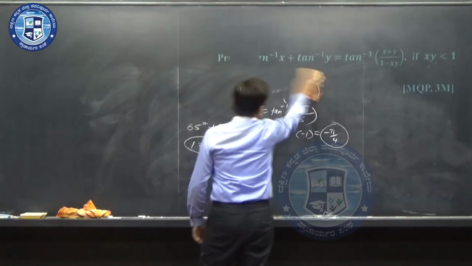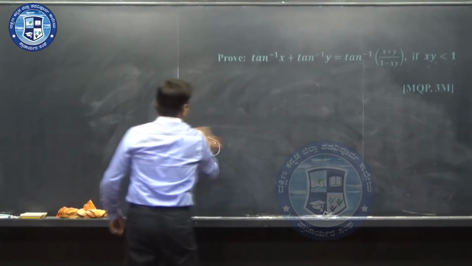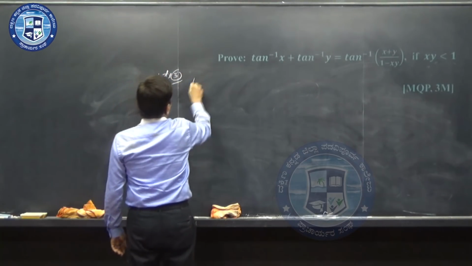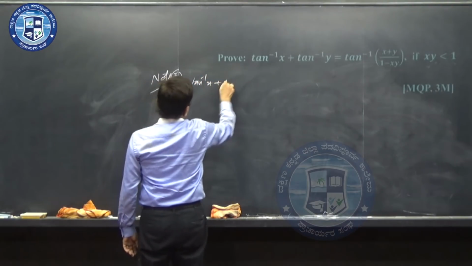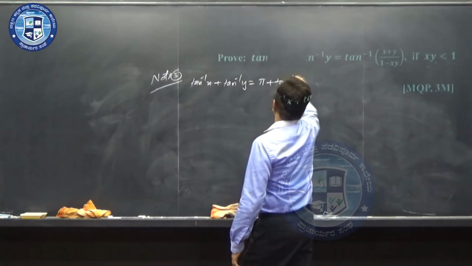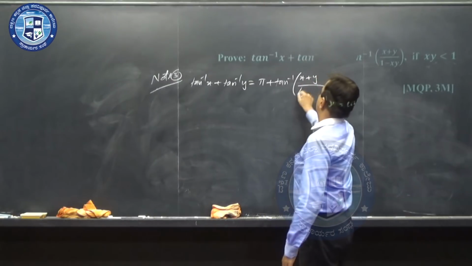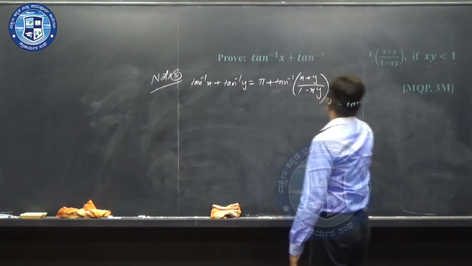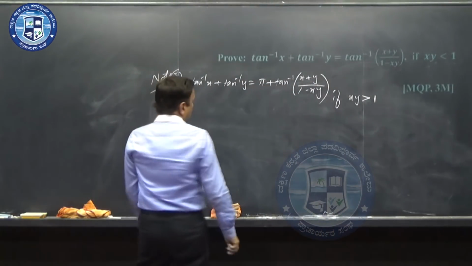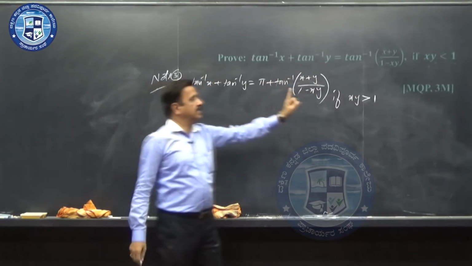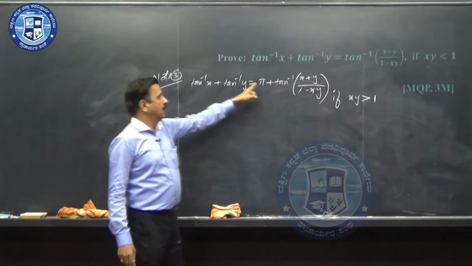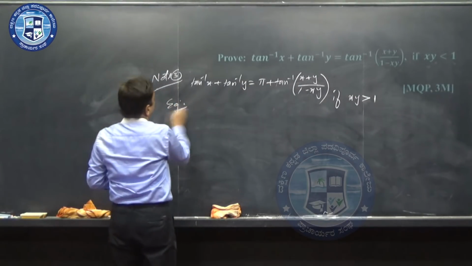So, in such cases, one more note I am giving. That note, note 3, says that tan inverse of x plus tan inverse of y equals pi plus tan inverse of x plus y divided by 1 minus xy if xy is greater than 1. If xy is less than 1, that is the result. If xy is greater than 1, then this is the result. Very important.